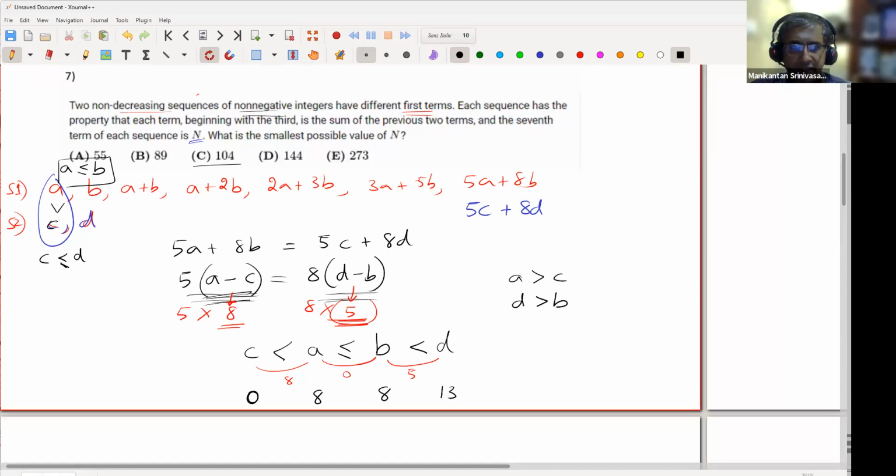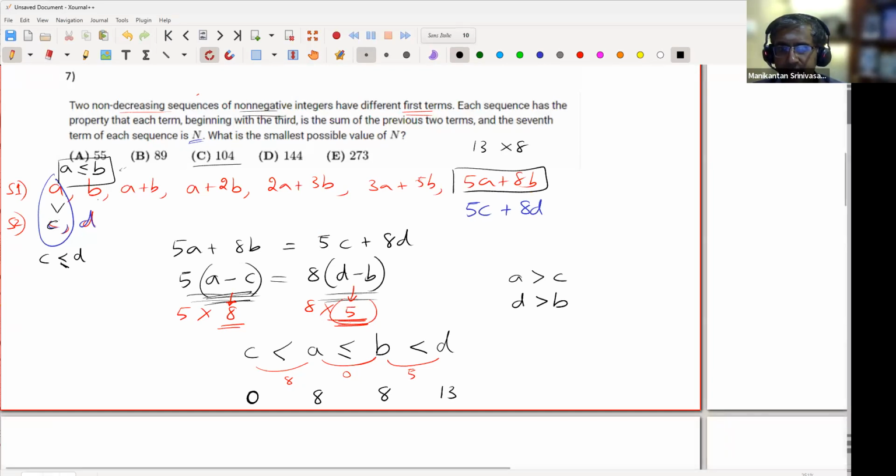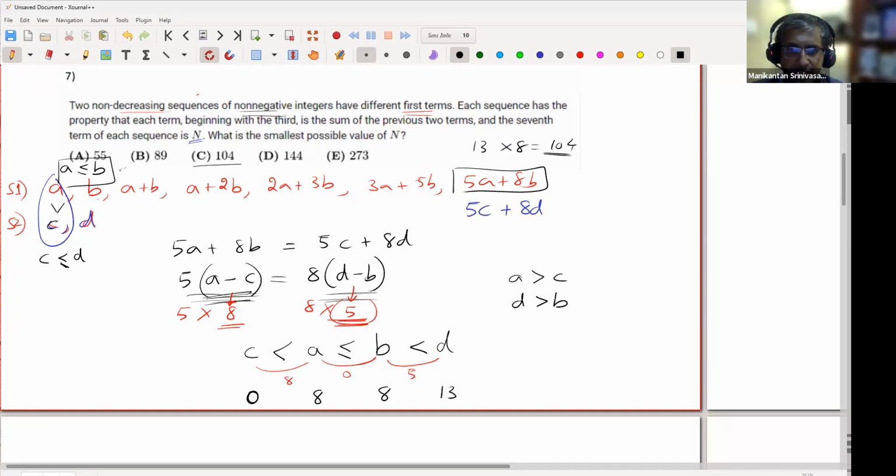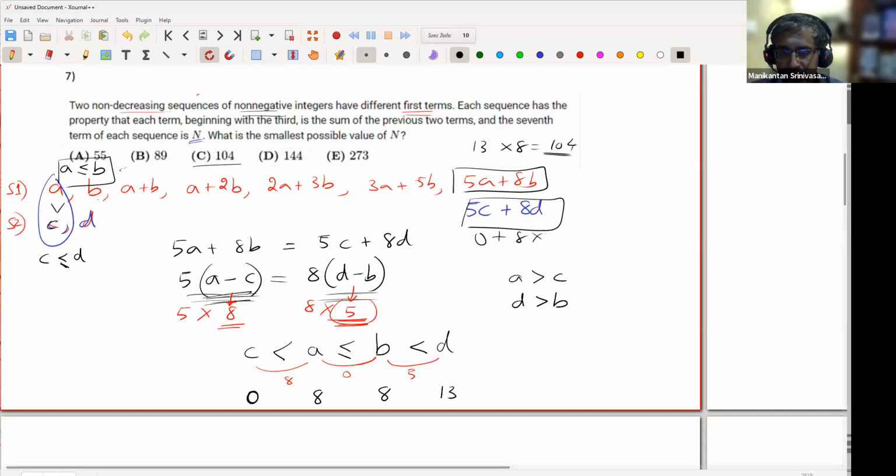0, 8, 8, and 13, which means the first sequence starts with 8 and 8. So the 7th term would be 5A plus 8B, which is 13 times 8, because A and B are the same, which is 104. And let's just double check. Do we get the same thing for 5C plus 8D? C is 0, so 0 plus 8 times 13, which is 104 as well. Yeah. Makes sense, right?